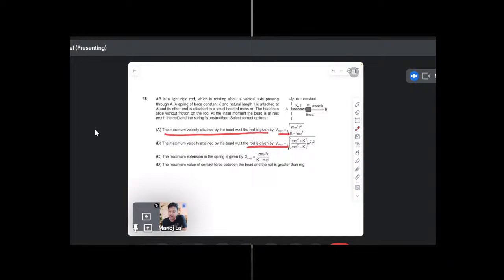So we have to find the maximum velocity of the bead and the maximum extension in the spring. And also we have to see whether the maximum value of contact force between the bead and the rod is greater than mg. These are the options given. We have to do this question. Well, students, let me do this question.